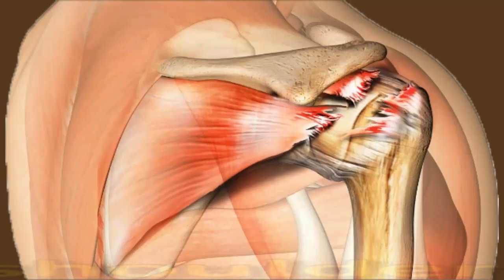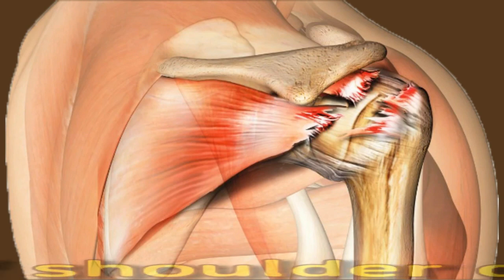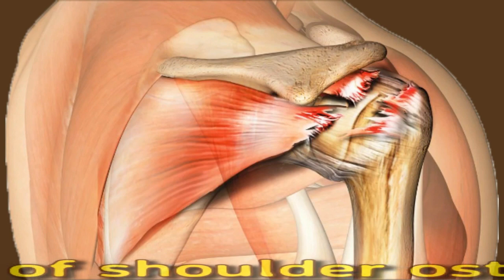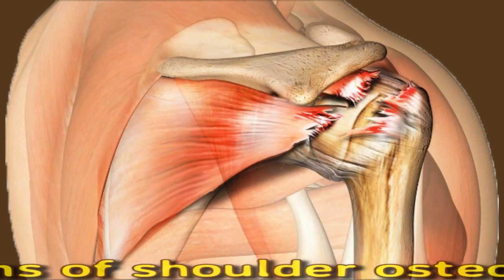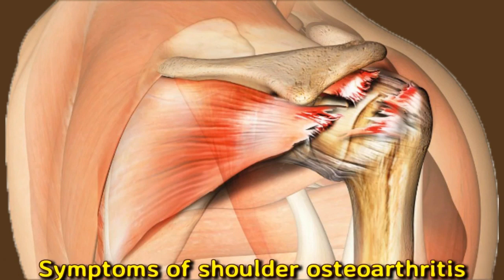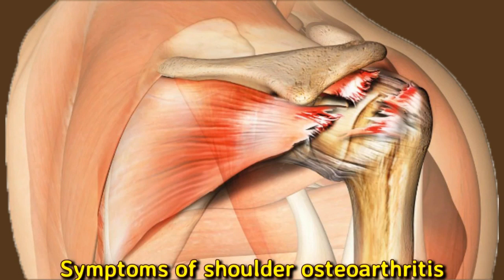Symptoms of shoulder osteoarthritis. Symptoms of shoulder osteoarthritis can include pain and stiffness around the joint of the shoulder and the upper arm. Pain that may worsen when moving the joint. Pain that may worsen at the end of the day.